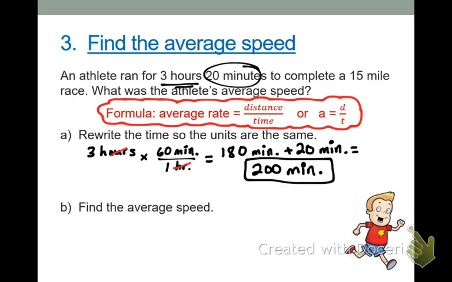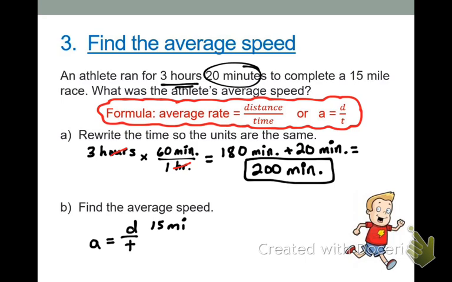Now that we've converted our time to the same units, we can find the average speed. Tell me, what is the formula I need to use? Average rate is A equals D over T. Average rate equals distance divided by time. What is the total distance that it tells me? 15 miles. Okay, the distance I went is 15 miles.